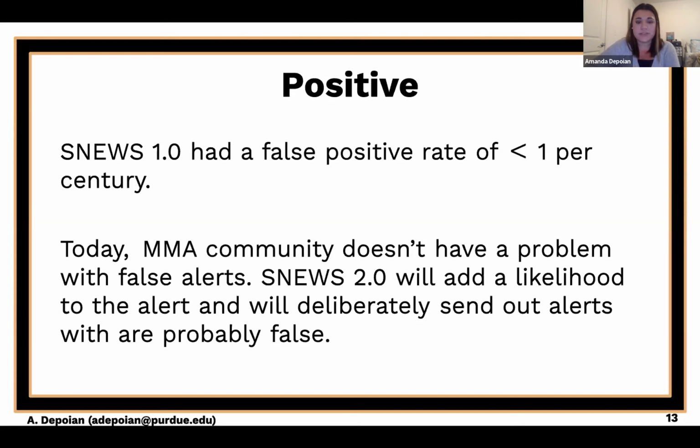But now today, the multi-messenger community is like, hey, give us all the alerts. We can handle all of them and worry about them ourselves. So we're going to send out more alerts more frequently. We'll have a likelihood to the alert saying the probability of it actually being from a supernova. And maybe we'll deliberately send out alerts that are most likely false so that we can test the pipeline and see how the community responds to an alert being sent out.